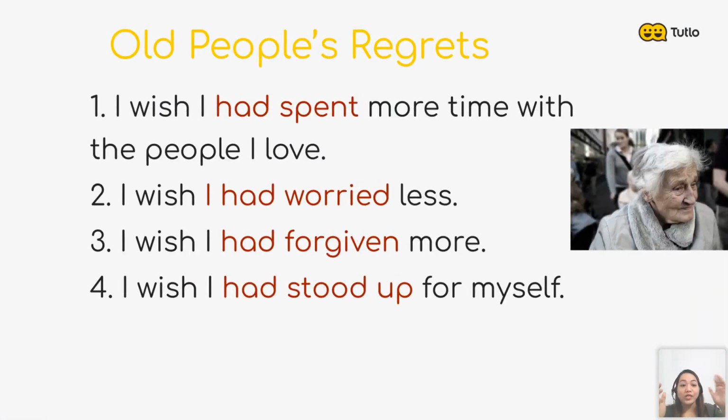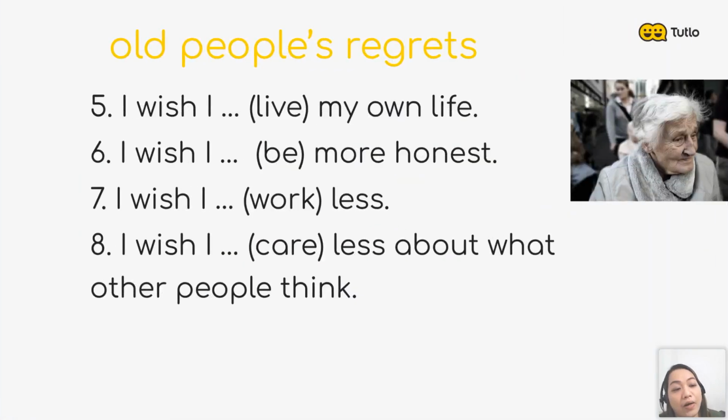Let's move on, shall we? All right. So I wish I had spent more time, and I had worried, I had forgiven, and I had stood up. I have another set of exercises for you. How about here? Some old people's regrets in general. I wish I blank, live my own life, be more honest, work less, care less about what other people think. You see, it is a typical regret of everyone, isn't it? So, how would you turn it into something like a regret, of course? Yep, in the past perfect form.